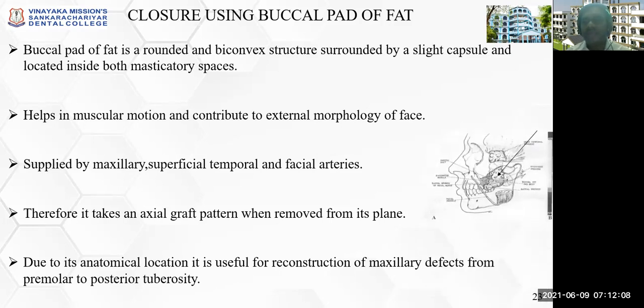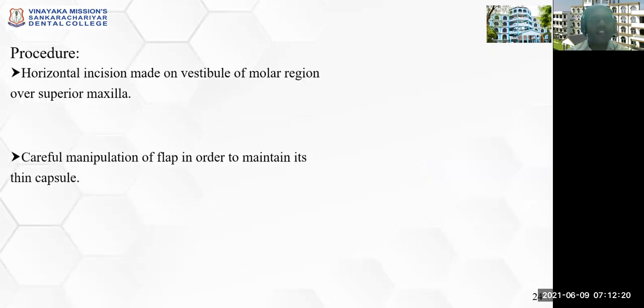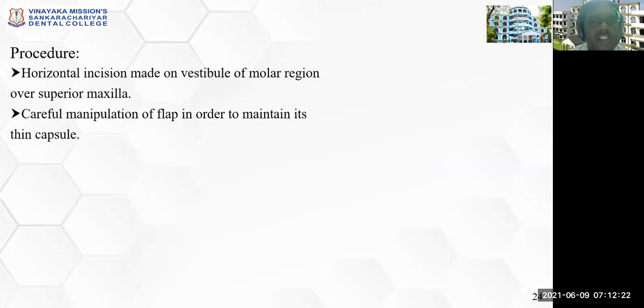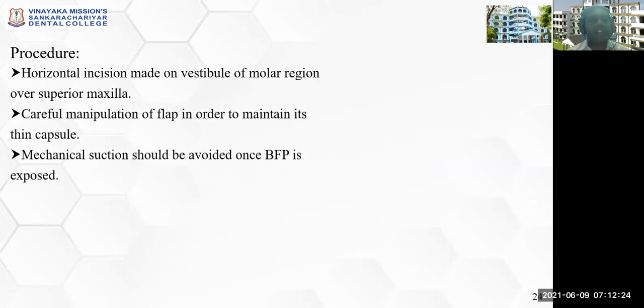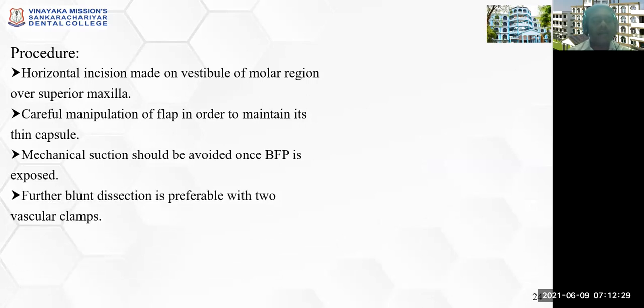Okay, so you can see the buccal pad of fat in the picture. Usually it's more prominent in children. It gives the puffiness. So the procedure: horizontal incisions are made on the vestibule of the molar region over the superior maxilla. Careful manipulation of the flap is needed to maintain its thin capsule, and mechanical suction should be avoided because the fat will be absorbed into the suction. You should avoid suctioning there.